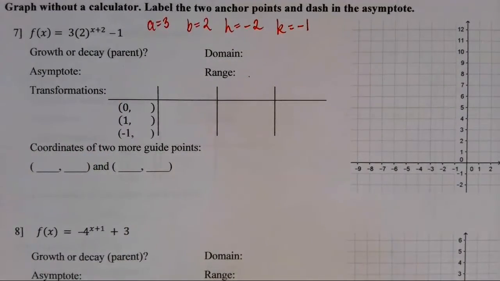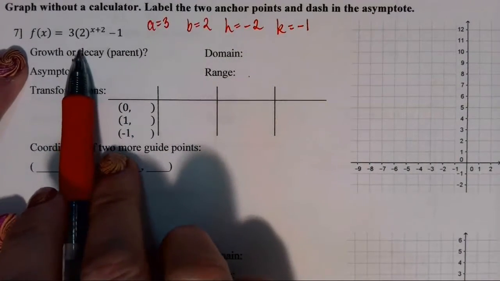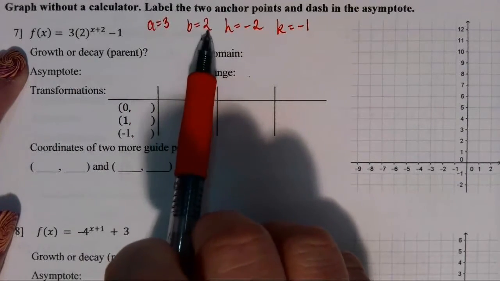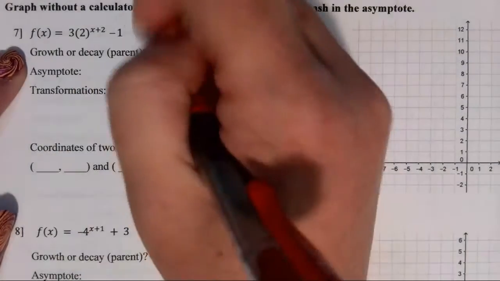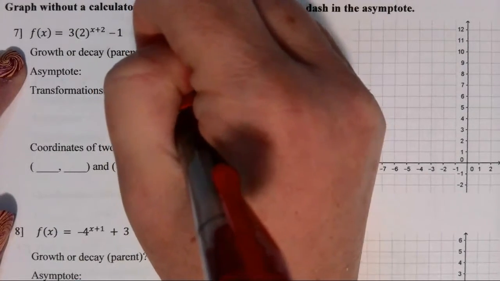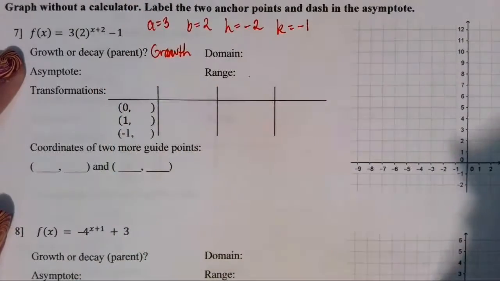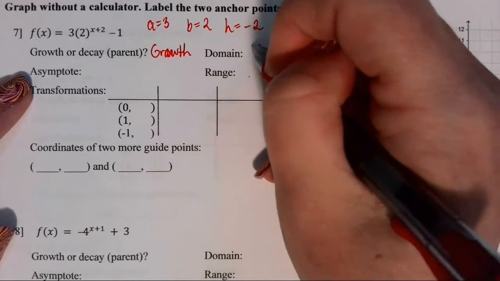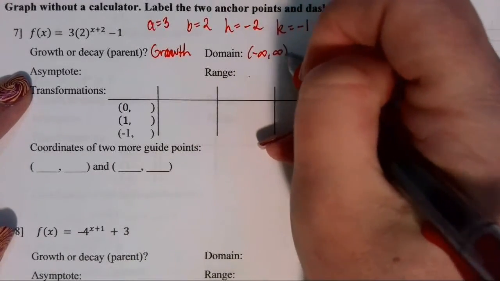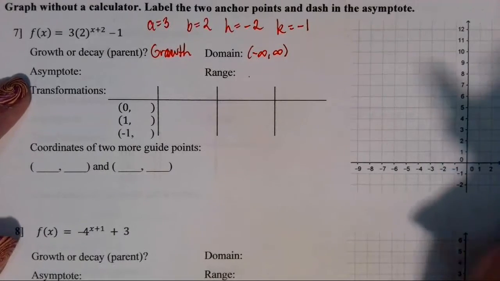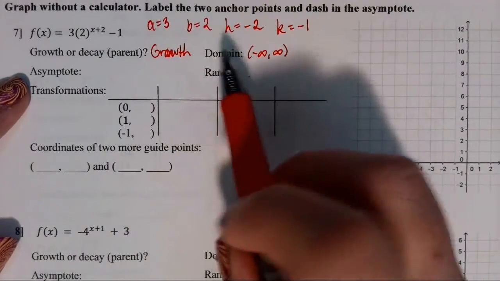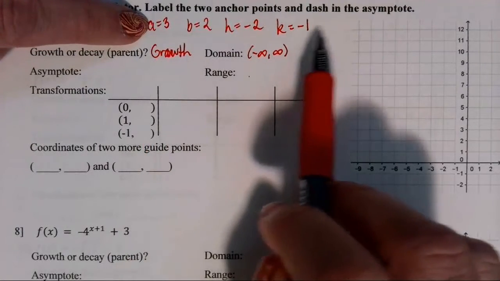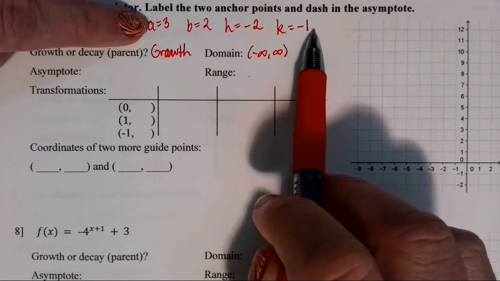Okay, so the growth or decay is based on the base of the parent function, and that's a 2. 2 is greater than 1, and so this will be exponential growth. Okay, the domain of all exponential functions is negative infinity to positive infinity. Okay, the range is based on whether or not there's been a reflection and the k value, that horizontal asymptote.